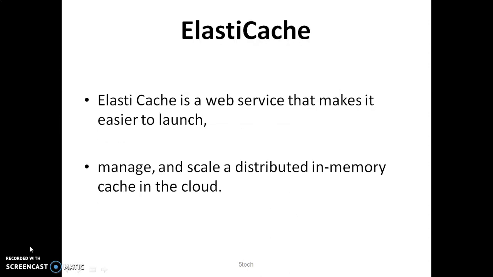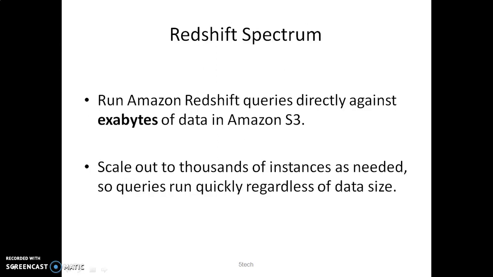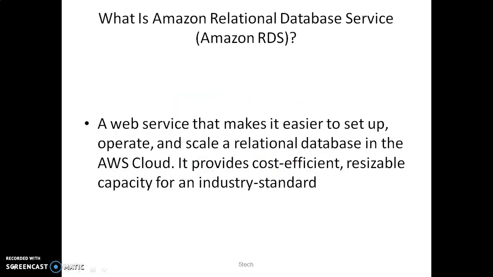Then you have ElastiCache. ElastiCache is a web service that makes it easier to launch, manage and scale a distributed in-memory cache in the cloud. The moment ElastiCache comes, obviously you think about memory, and any data which is kept in cache is used for fast access. So this is about ElastiCache. Then you have Redshift Spectrum. Then you have RDS, which we spoke about.